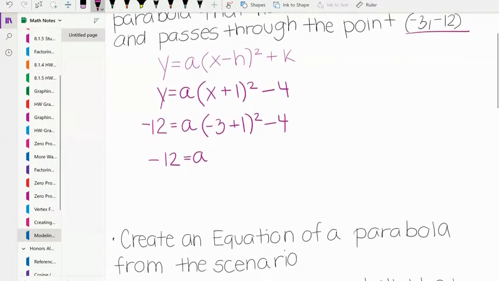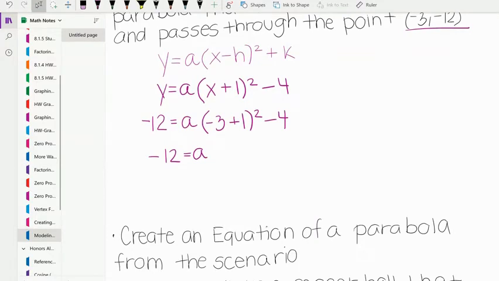And then we get -12 equals a, -3 plus 1 is -2. -2 squared is 4. So a lot of students want to combine these two things, but we can't because they are not like terms. So remember, 4a and -4 you have to leave separate. So we get -12 equals 4a minus 4.